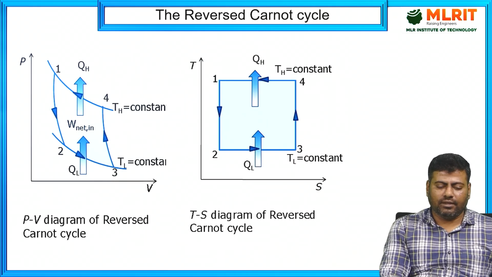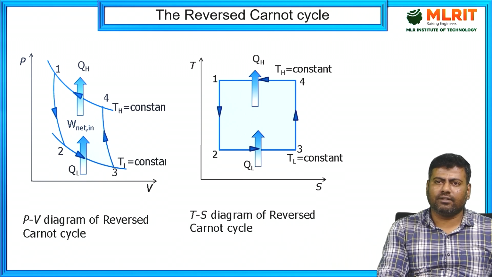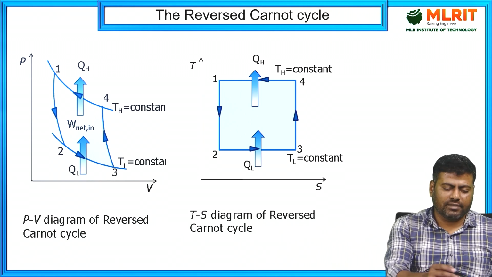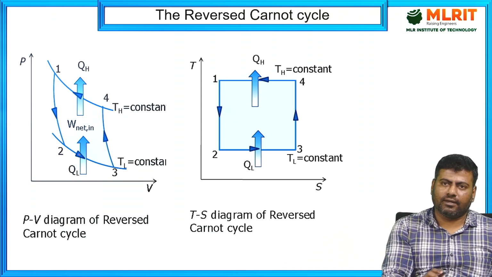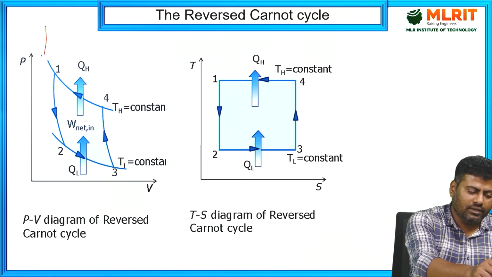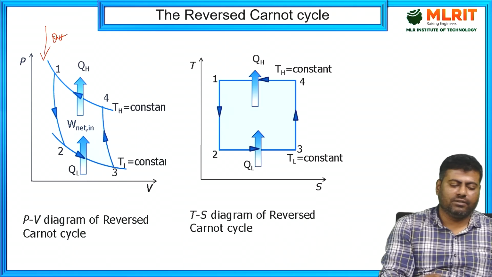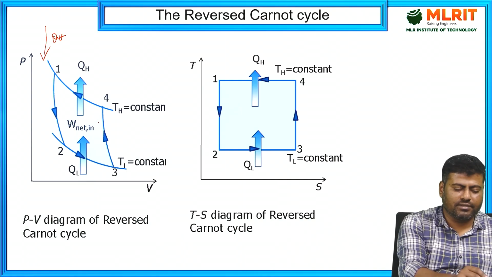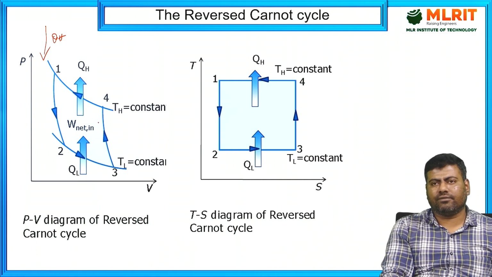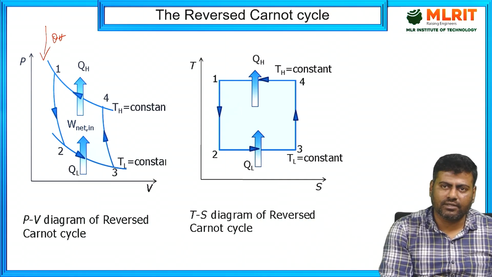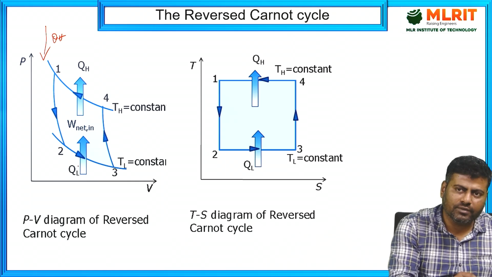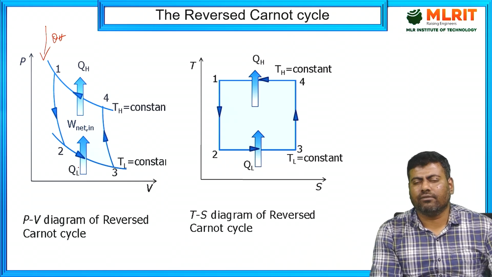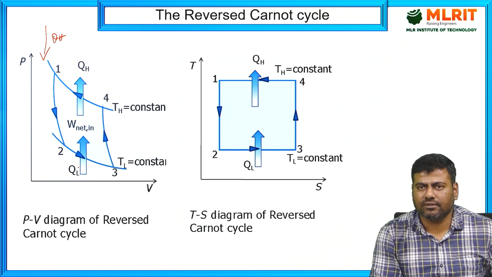There is no need to discuss the Carnot cycle in detail again. Whatever I said about the arrow mark over here: in the Carnot cycle, you have seen this direction, and this is QH for the heat addition process. With respect to this refrigeration system, to the refrigerant, we are transferring heat from the low temperature sink reservoir.